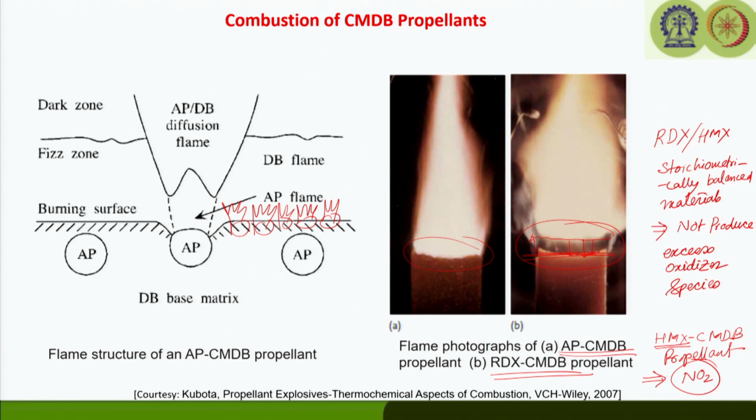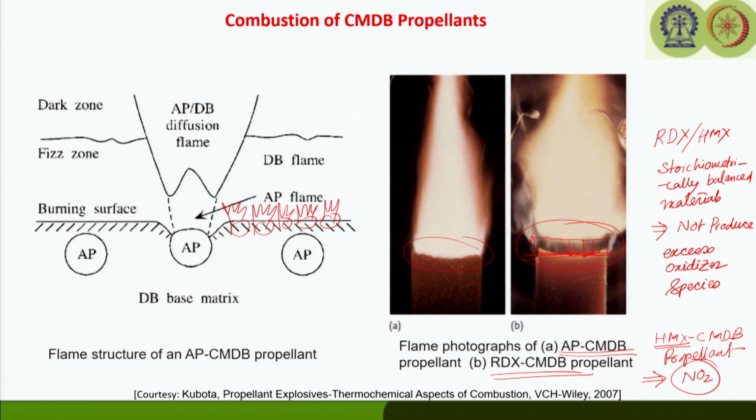So, we should also remember that the luminous flame will be located at a distance from the burning surface, and there will be some preparation zone between the burning surface and the luminous flame. Of course, the flame standoff distance is going to decrease as we increase the pressure, and the exothermic reaction zone will be formed just above the burning surface, where the temperature is going to rapidly increase, similar to what we have seen for the feed zone in the case of simple double base propellant.